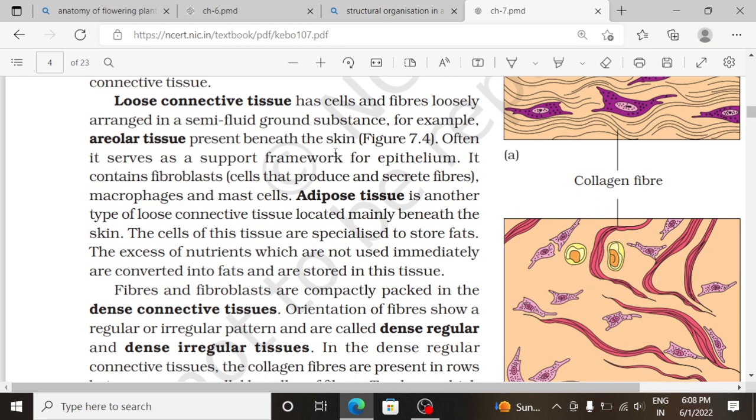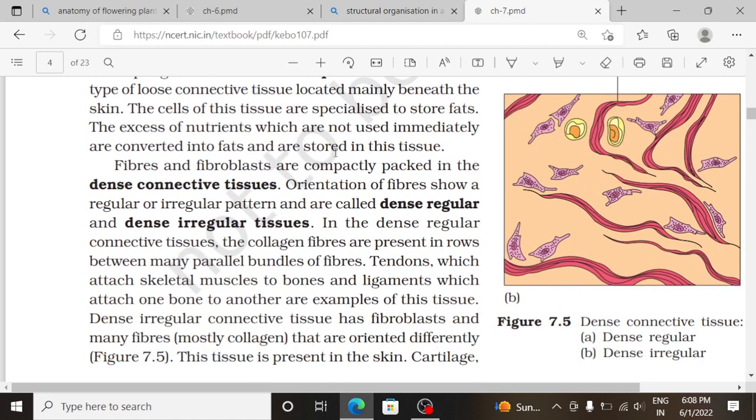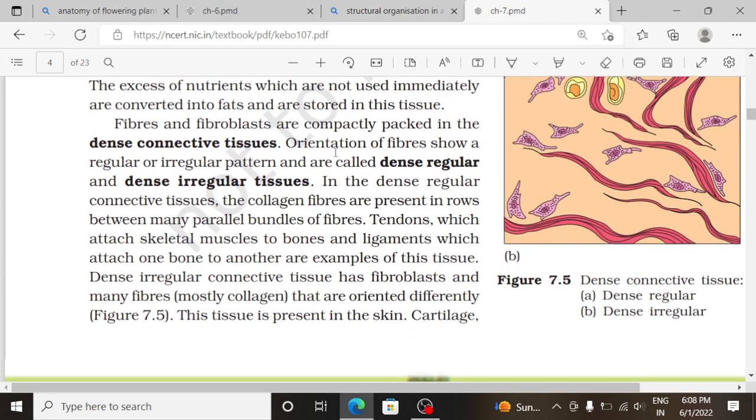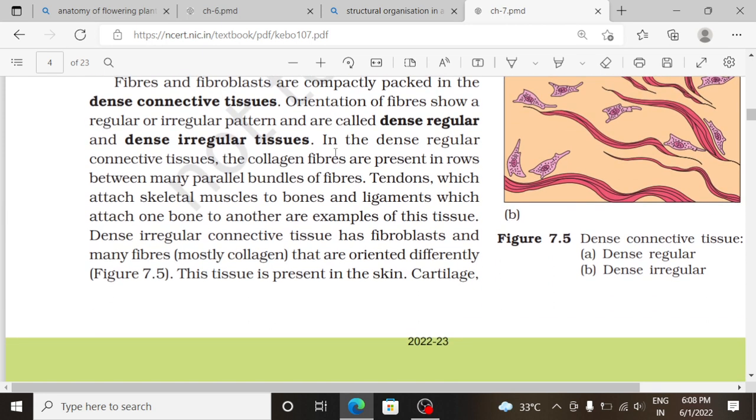Fibers and fibroblasts are compactly packed in the dense connective tissues. Orientation of fibers show a regular or irregular pattern and are called dense regular and dense irregular tissues. In the dense regular connective tissues, the collagen fibers are present in rows between many parallel bundles of fibers. Tendons which attach skeletal muscles to bones and ligaments which attach one bone to another are examples of this tissue.